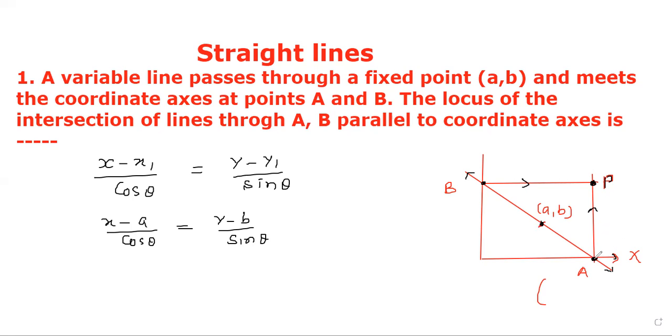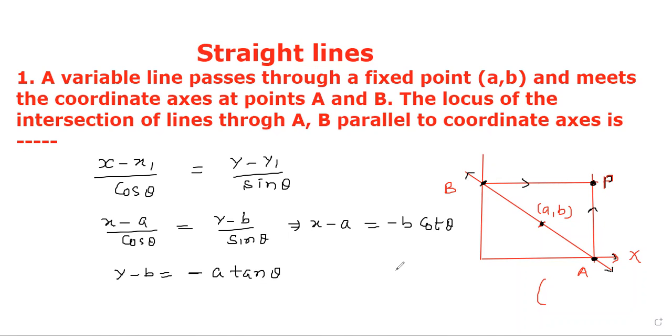Now for point A, the y coordinate will become 0. So from there we get x minus a equal to minus b cos theta upon sine theta, which is cot theta. Similarly, for point B, the value of x will become 0. So we will get y minus b equal to minus a sine theta upon cos theta, which will become tan theta.